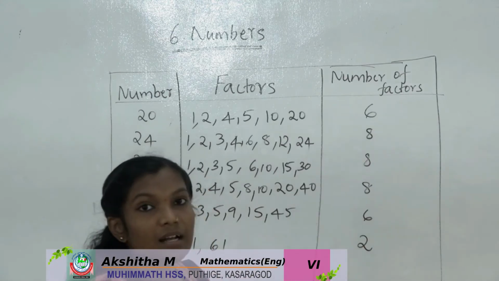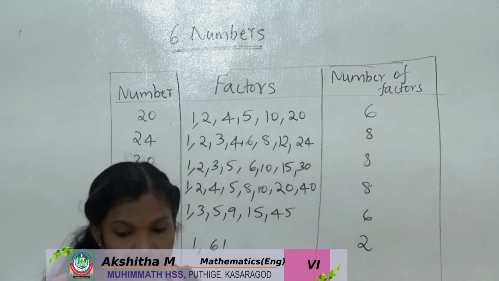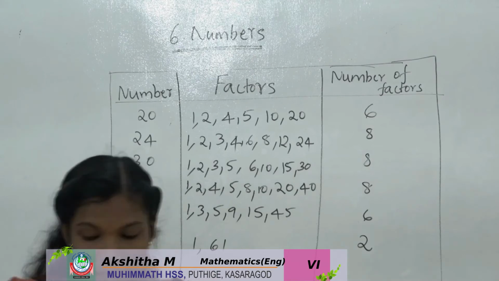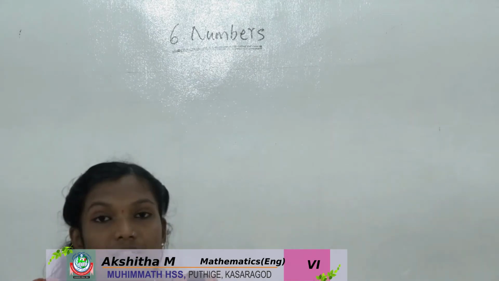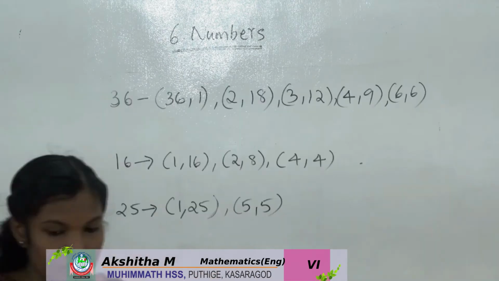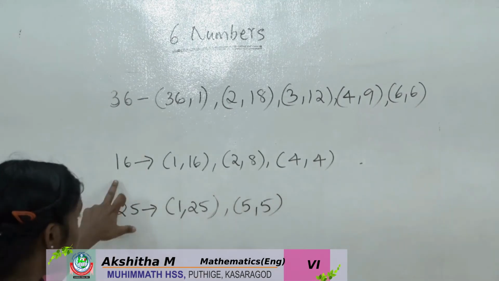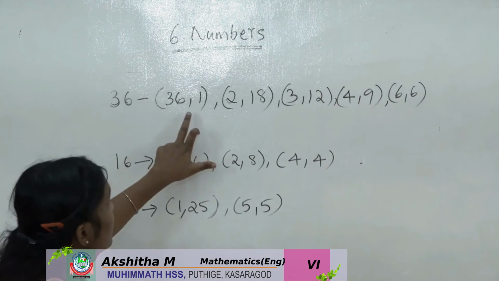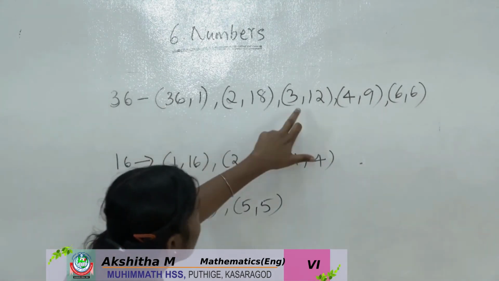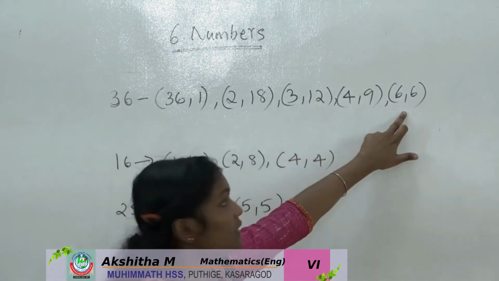Look at the number of factors. All these numbers are even numbers, right? Is it true for all numbers? Let us see the factors of 36, 16 and 25. These are the factors of 36, 16, 25. You can see here numbers 1, 2, 3, 4, 5, 6, 7, 8, 9 are here. 6 is repeating.